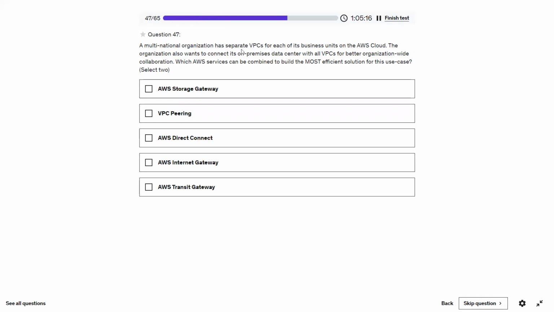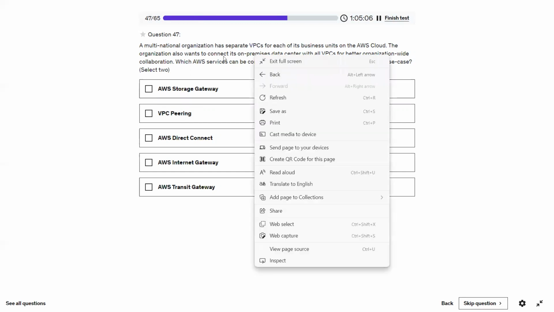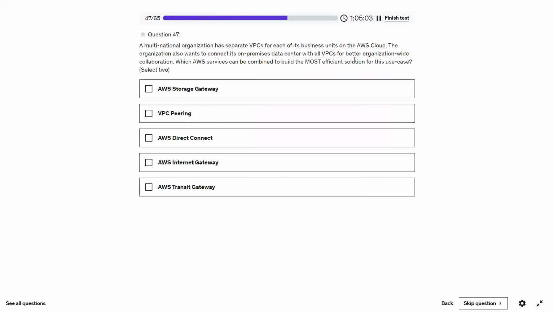A multinational organization has separate VPC for each of its business units. So they have multiple VPC. The organization also wants to connect its own premises data center with all the VPC. Which AWS service can contribute the most efficient solution? Storage gateway, just for the storage connectivity. Peering, yes, we can connect VPC to VPC. AWS direct connect is definitely correct because we want to connect from on premise to the VPC. Internet gateway just to connect from VPC to the public internet. Transit gateway is correct.